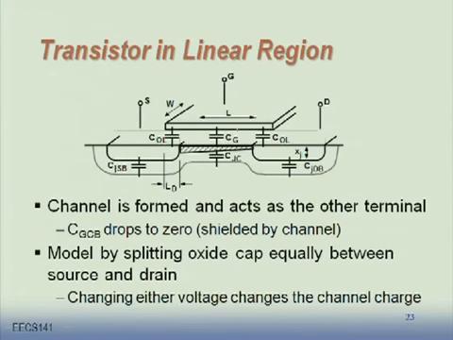Now, in the linear region, we have this channel formed, and there are carriers here, and this capacitance terminates over there. It is also true that this channel is electrically connected to both source and the drain. So I have this capacitor between the gate and the channel. How do I split it between the source and the drain? Half-half. That's fair. So CGS is equal to CGD is equal to 1/2 WL C oxide prime. Sounds fair to me.